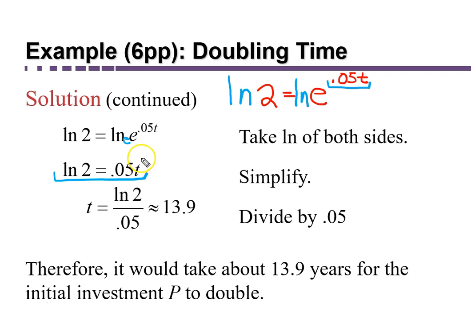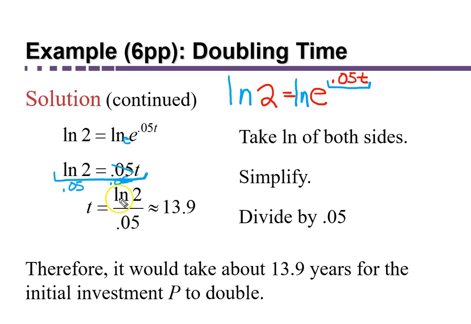So now, with that mathematical magic, we can solve for the letter t. You might say, how would you do that? Well, you're going to divide both sides by 0.05. That'll give you the t that they're putting over on this side. And you're going to divide the natural log of 2 by 0.05.